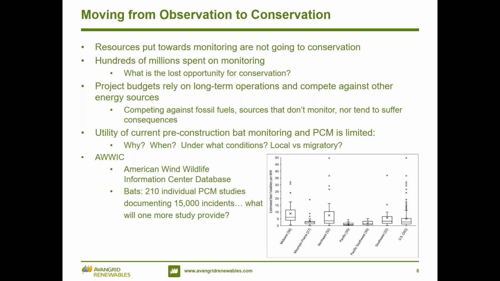And meanwhile, the industry through the American Wind and Wildlife Institute has compiled decades worth of observations in the AWIC database. For bats alone, we have 210 PCM studies, 15,000 bat wind incidents. It's an incredible resource that's available for inquiry and study. But at what point does adding another data point change conclusions?